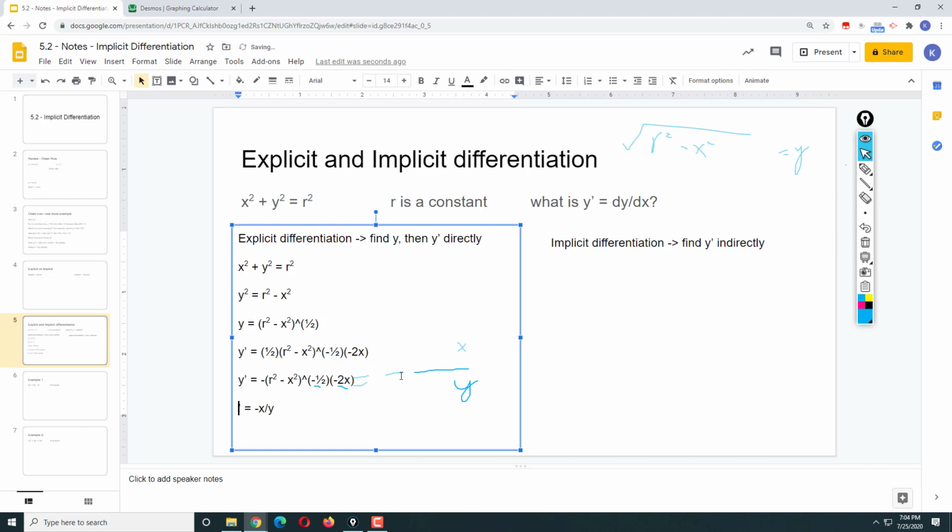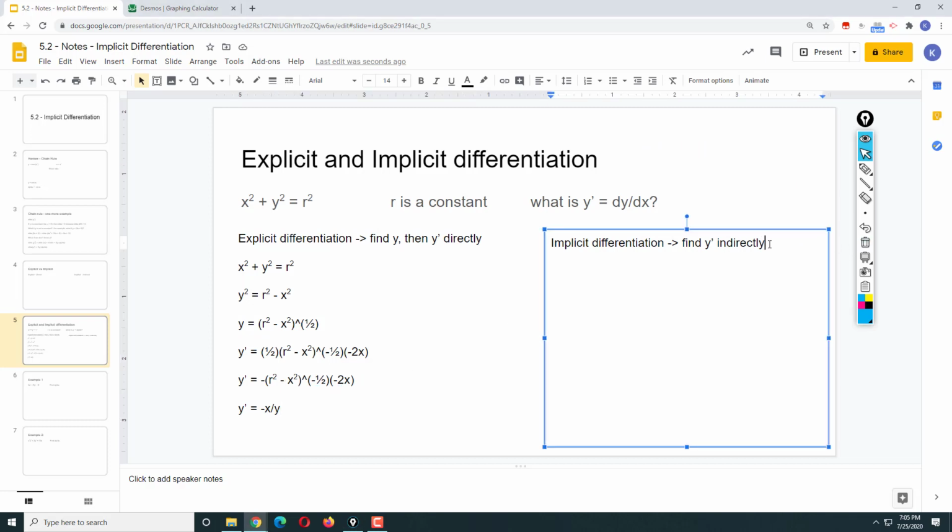And that makes sense. We saw earlier that it has to be negative, and it depends what x and y are. You might say, oh, that looks complicated. Is there an easier way to do it? Explicit differentiation means move everything to one side, find y by itself, and then take the derivative. But this is a lot easier using implicit differentiation. So here's an example of implicit differentiation.